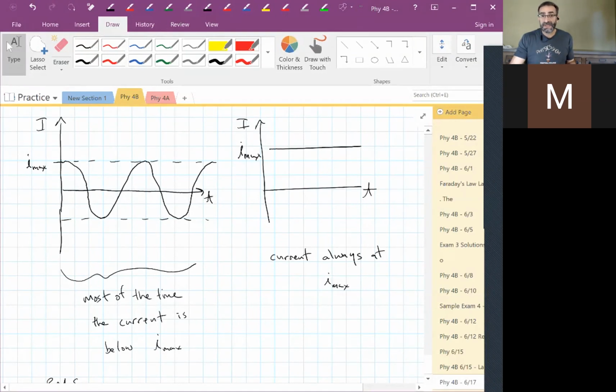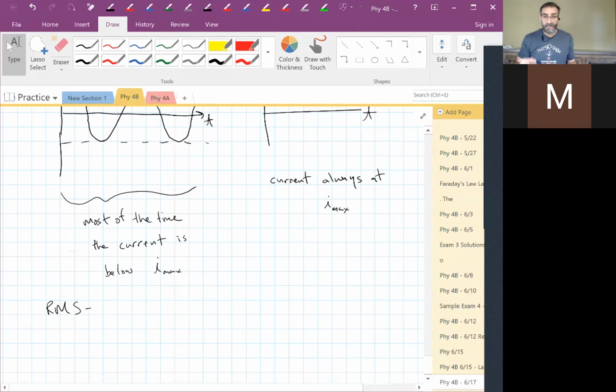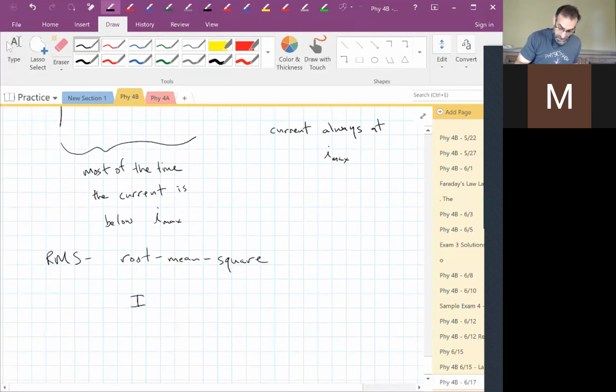What do we do? We do something called the root mean squared. We take the signal and we square it. That makes everything positive. Then we average it. Then we take the square root. So I RMS is I squared, averaged, square root.